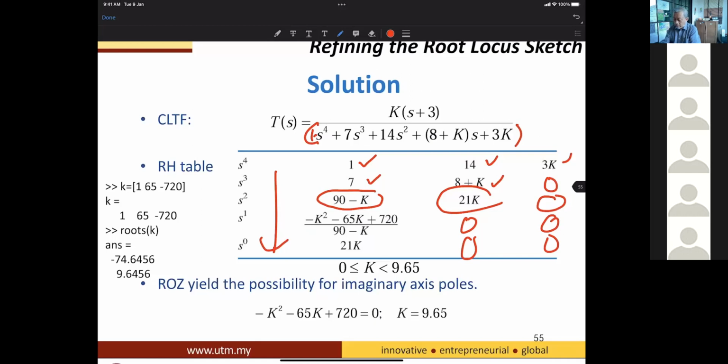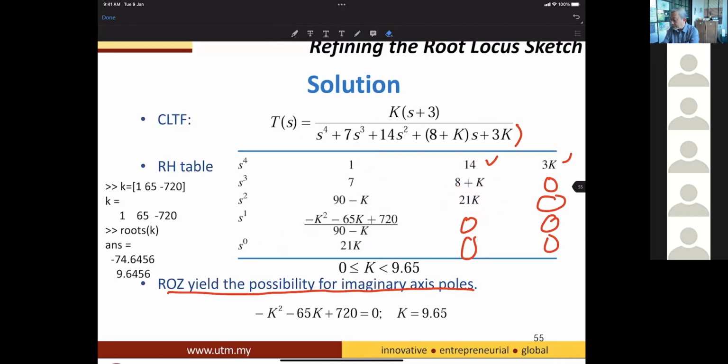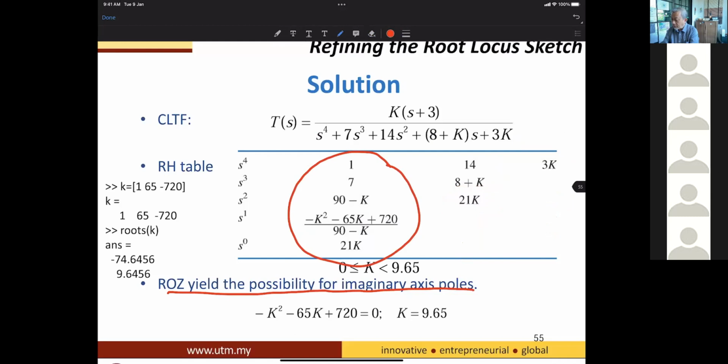So in this case, a row of zeros yields the possibility of imaginary poles. You follow the previous slides in the previous notes from last semester on how to overcome the row of zeros. My concern now is how we are going to find the range of stability. In theory, for stability, the first column must be greater than 0. So where is the first column? The one that I circled is the first column.